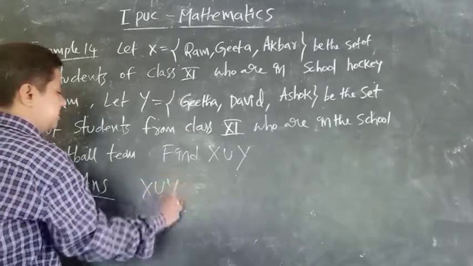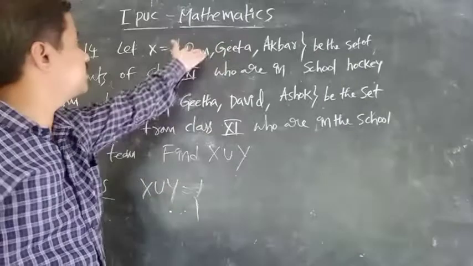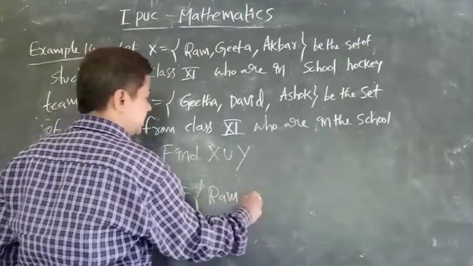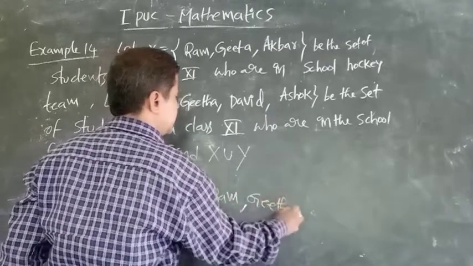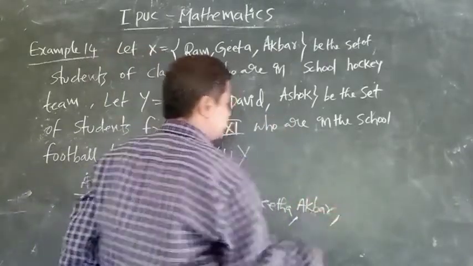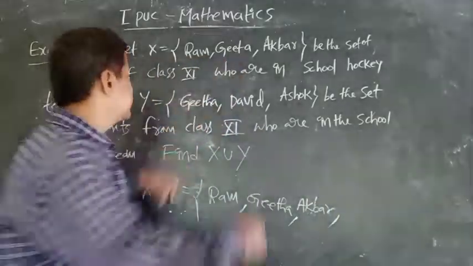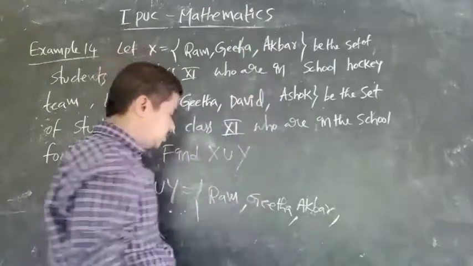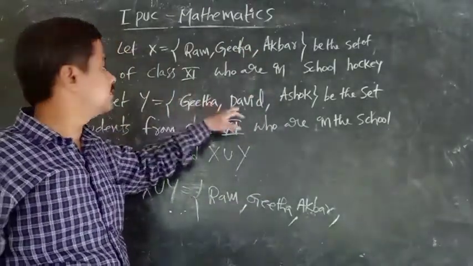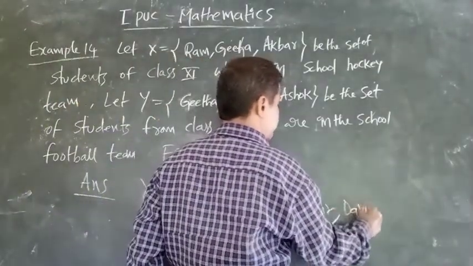So answer, how it will be seen. X union Y is equal to, okay, so we are combining these 2 sets. First one Ram, Geeta, Akbar. Ram. Okay, so Geeta is already there in this one. Okay, same Geeta. So Geeta already there. Don't write it again. So leave it. David, Ashok. So David, Ashok.